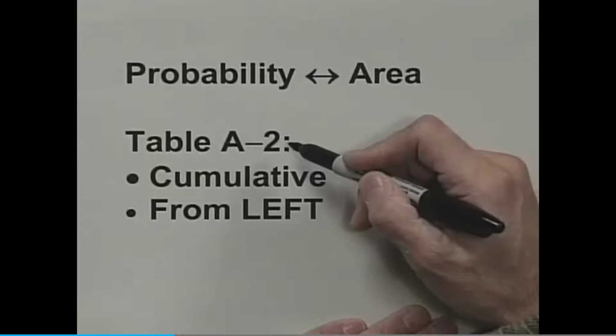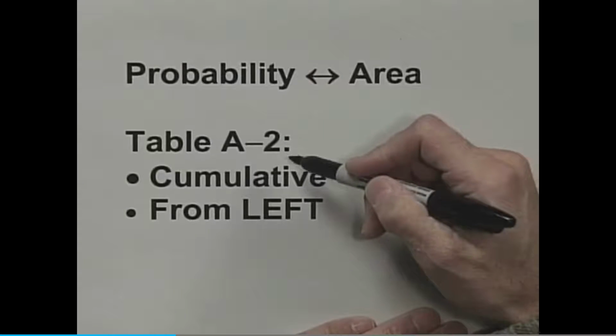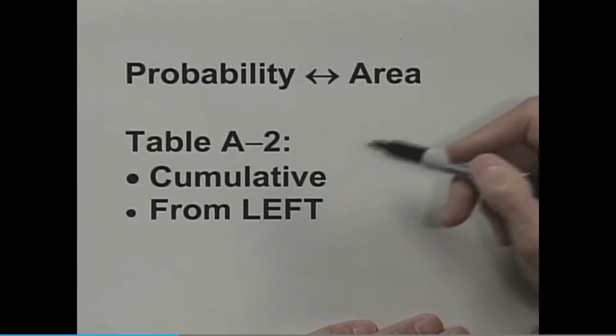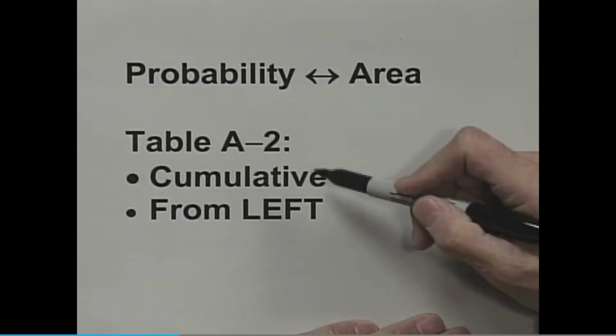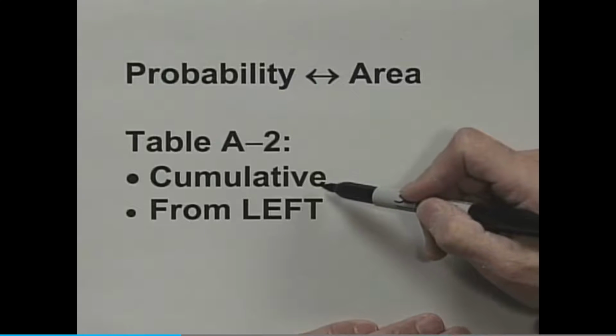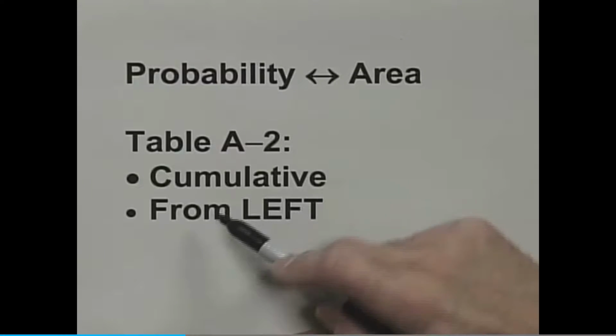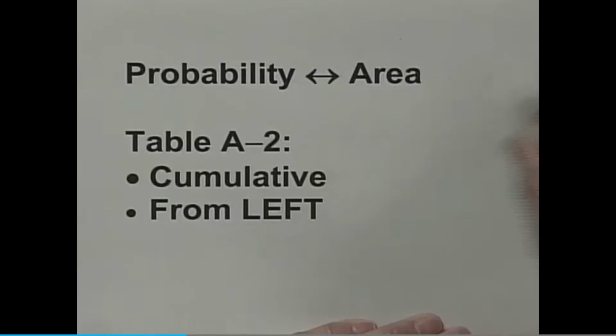And in this section, mathematicians have developed a special table that you have as table A-2. Two really important characteristics of this table. One is that all of the areas in the body of the table are cumulative, and they're cumulative from the left.